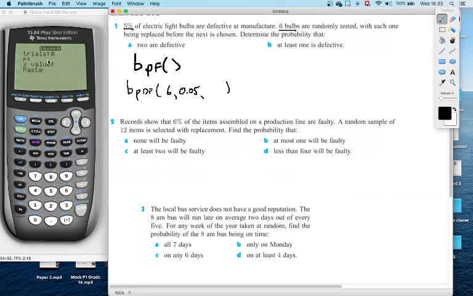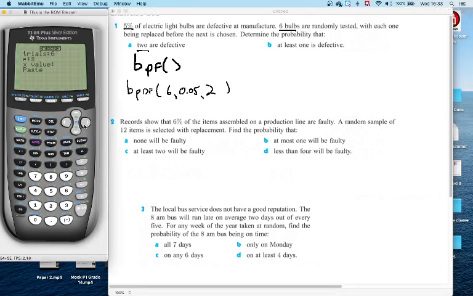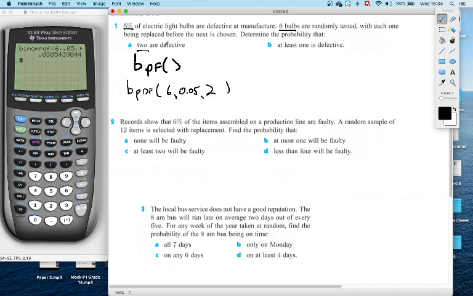And finally, we have the X value. Well, we want to search for 2 defective bulbs, right? So we have 2. So if we put that in here, we have 6 here, 0.05, and then if we go down 1, we have our X value, which is 2, and we press enter. We press enter again, and there's our value for our 2 defective light bulbs.